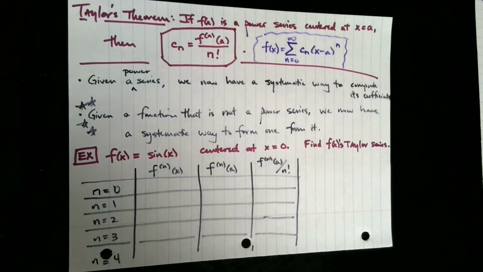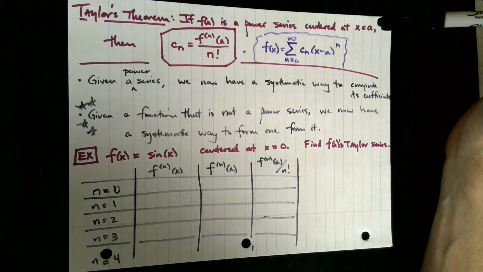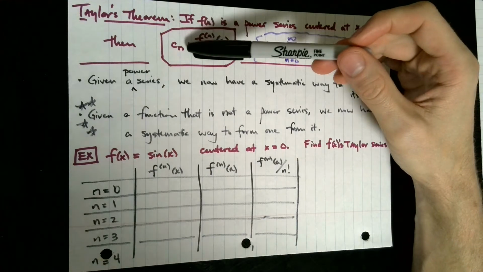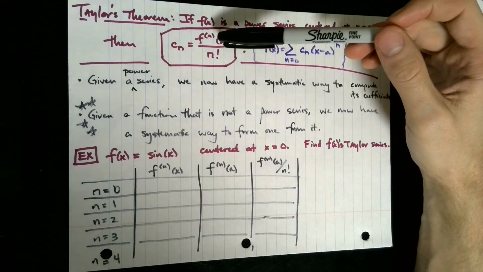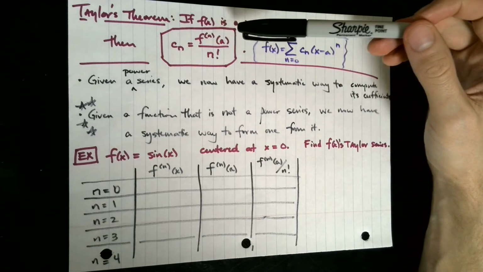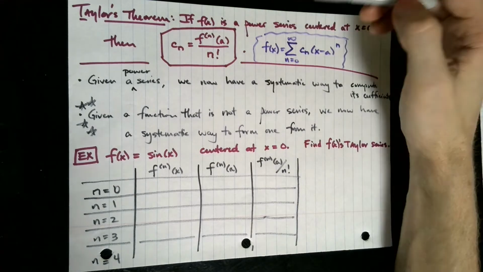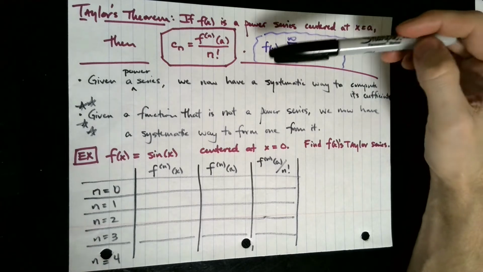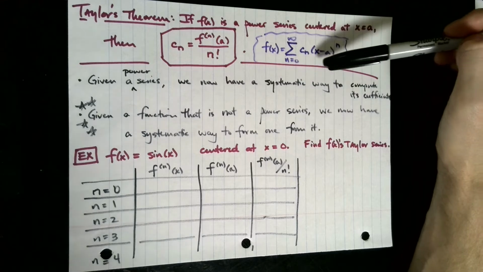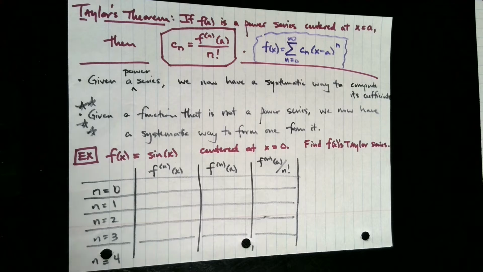All right, welcome back to our discussion on Taylor series. What we learned last time is that if f of x is a power series centered at x equals a, then the nth degree coefficient's general form is just the nth derivative of the power series evaluated at a, divided by n factorial. And again, a power series centered at x equals a is a series with coefficients in front of each term, and each term is of the form x minus a to the n.